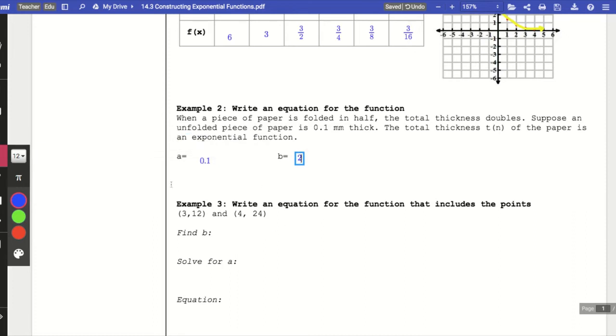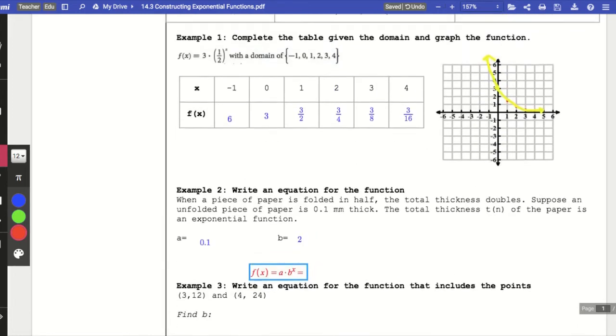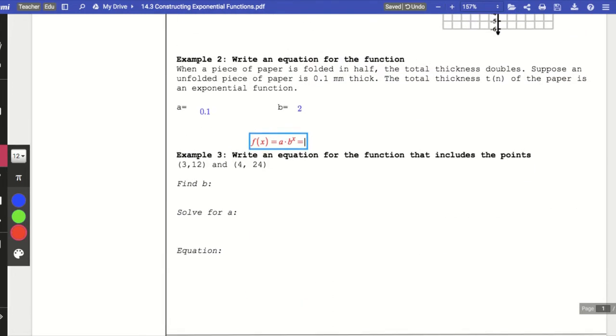So what's really cool is now that I have my a value and I have my b value, I can make my exponential function. And so my exponential function is just f of x equals a times b to the x. Remember, that's the formula that we're going to be using. So if it's just a times b to the x, then really all I need to write is f of x equals 0.1 times 2 to the x. And I'm done. That is my exponential function.